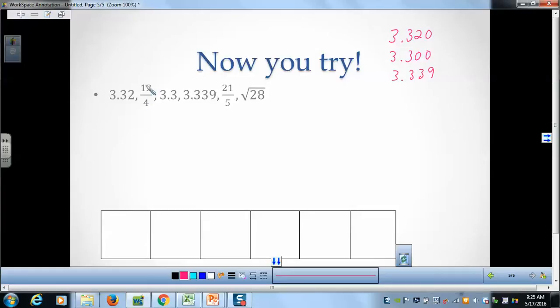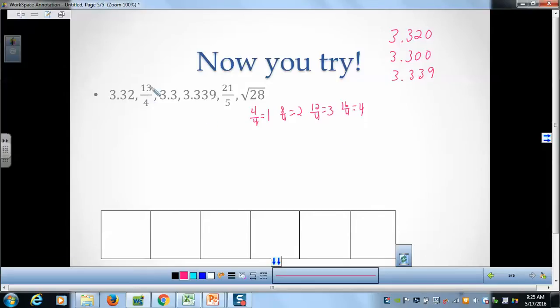But now I need to look at these 3 numbers and see how they compare to these. So let's look at 13/4. Once again, I'm just going to look at my wholes here, see if that helps. So this is 4 over 4, which is 1. And then this is 8 over 4, which would be 2 wholes. And then 12 over 4 would be 3 wholes. And then 16 over 4 would be 4 wholes. So 13/4 has to be between here and here.